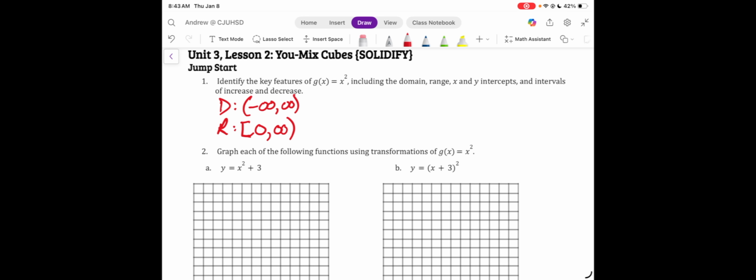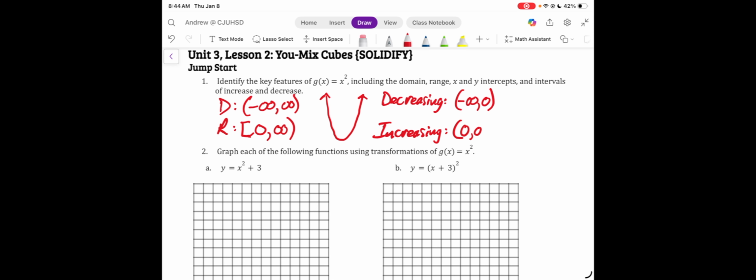And areas of increase and decrease, or intervals of increase and decrease, well, remember the shape is that it comes down, swoops down, comes back up. So it's decreasing from all the way to the left, negative infinity, until you get to 0. 0 itself is a transition point, so we wouldn't put a bracket on that. And increasing from 0 to positive infinity, the right side. So in other words, it comes down and then goes back up.